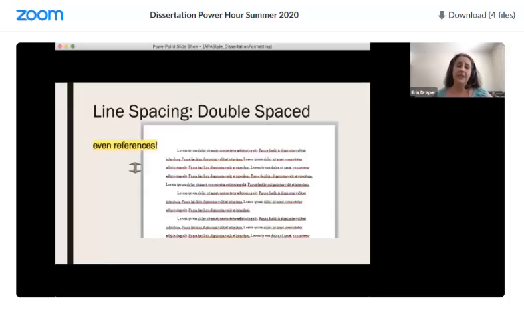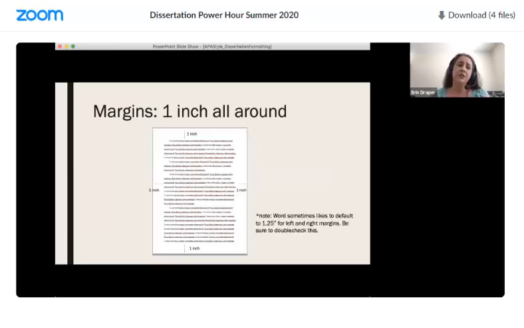So line spacing, everything in your dissertation and your paper should be double spaced. That includes block quotes, which I'll talk about later, and it also includes references. Some people single space their references, and please don't do that. They should be double spaced just like this. There are samples of that in the formatting manual and in that template, so you can see what that would look like. Your margin should be 1 inch all the way around.